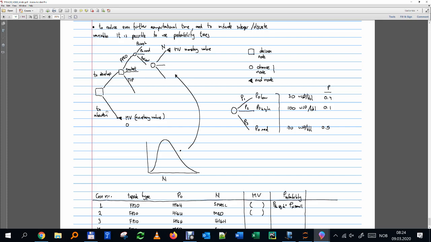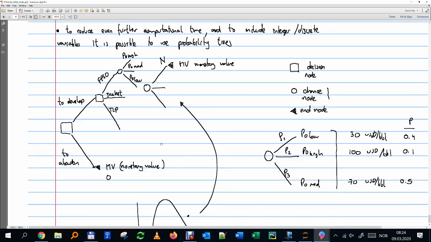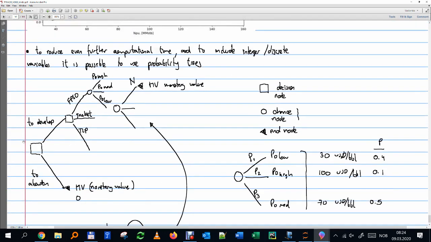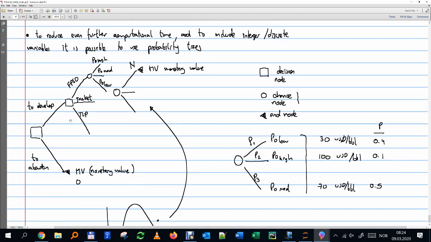Here I gave you an example. We can decide to abandon the field, to abandon the development, or to develop it. That is a square; that's how I make a decision node. Then I have another decision, which could be different to code in a continuous way in Monte Carlo or Latin hypercube. But then I come to something that has to do with chance, for example the price of oil, then the size of the development. These are chance nodes.